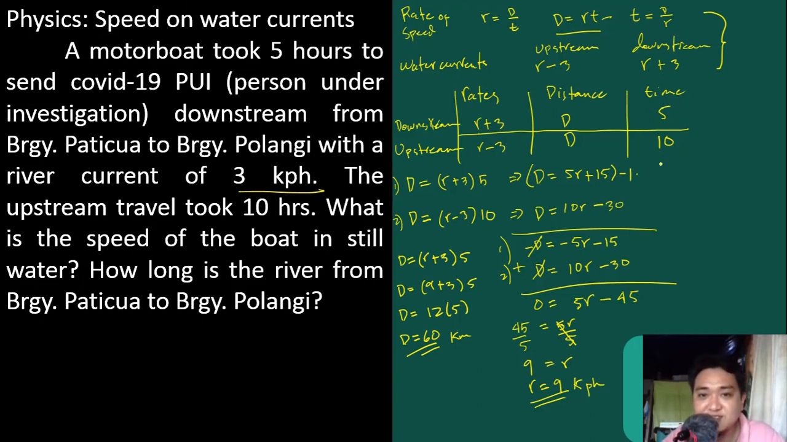O, check natin by using the second linear equation. If you're going to check kung tama yung naging sagot natin, kung yung rate ng bangka paakyat naman this time, or upstream, that is against the water current, so babawasan natin ng 3 kph. So kung 9 yung bilis ng motorboat, bawasan natin ng 3 kph kasi against the water current, pabalik or paakyat. 9 minus 3 is 6 kph.